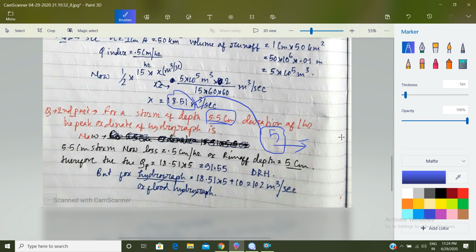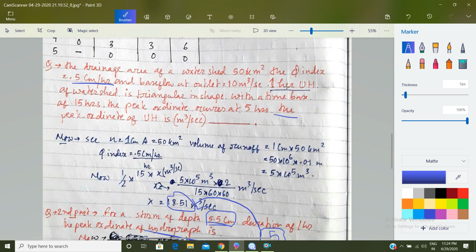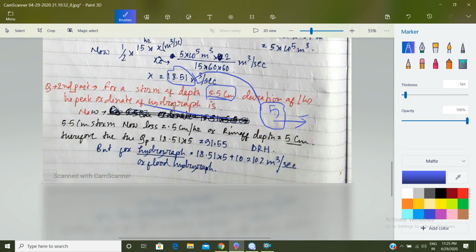And if we need the peak ordinate of the flood hydrograph, then we have to add the base flow also. What is the base flow? Base flow here is given as 10 meter cube per second. So we have calculated 5 into 18.51 equals this, and adding 10 we get 102 meter cube per second. This one is the required answer. Okay, let's go to the next page.